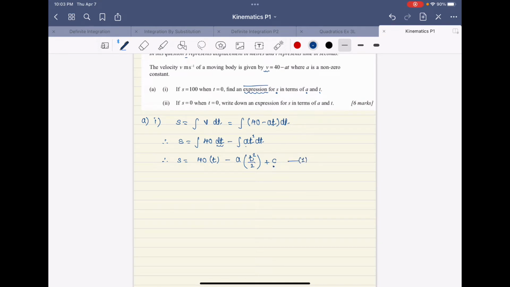To find out c, they have given the initial condition s is 100 and t is 0. So we will substitute s is 100, t is 0, so 40 times 0 minus a into 0 square over 2 plus c. So 100 is equal to, this is 0, this is also 0, plus c, so c is equal to 100. Rewrite that in this equation. So your equation is s equal to 40 times t minus a t square over 2 plus 100.